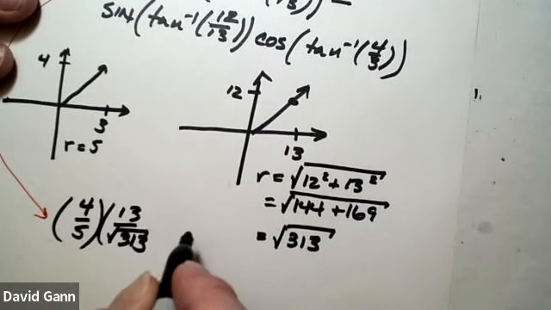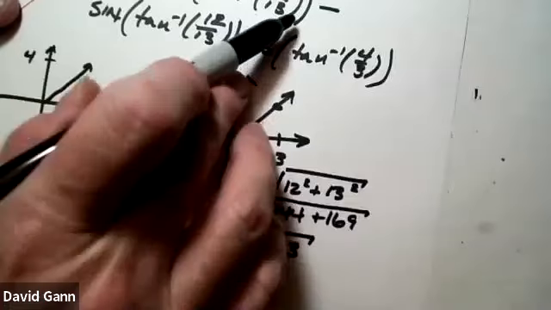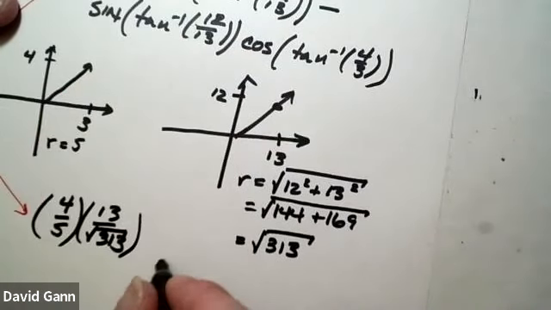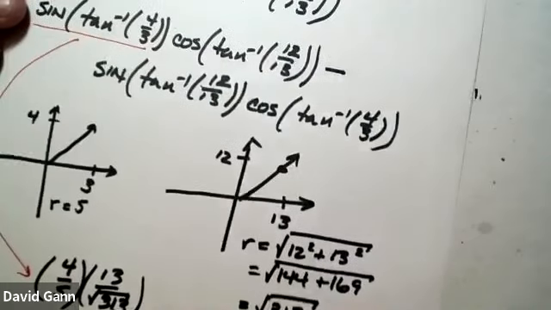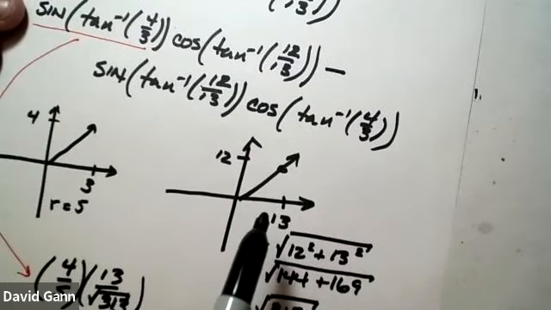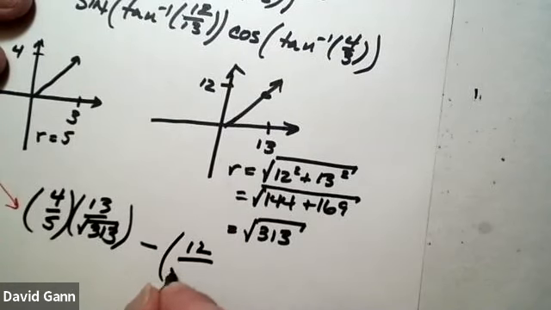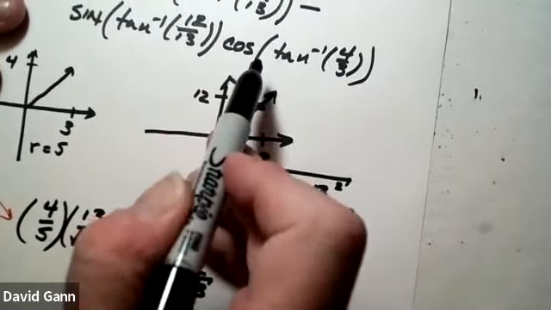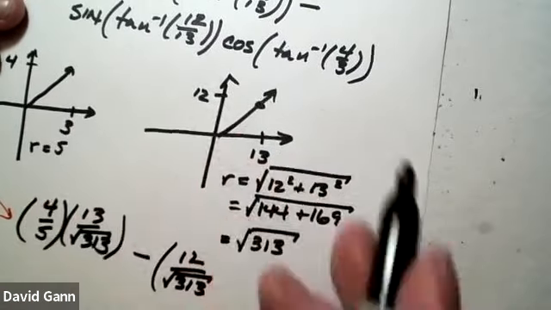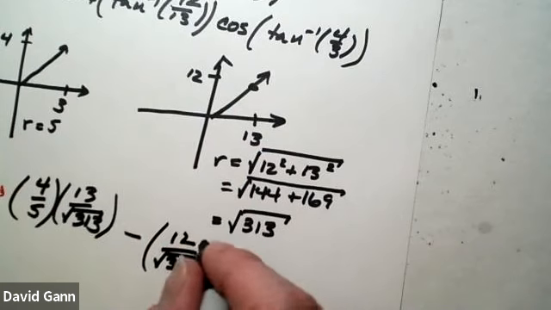We'll get this cleaned up here in a minute. And then subtract, wish I'd started a little bit lower, subtract the sine of this angle, which is going to be 12 over the square root of 313, times the cosine of the first angle, which is just going to be 3 over 5.